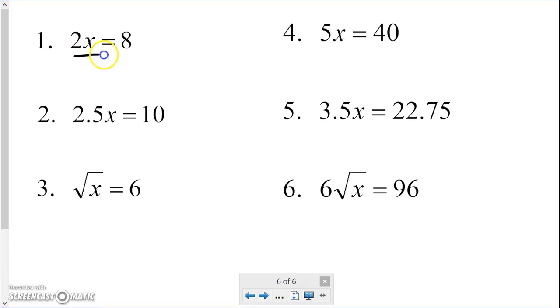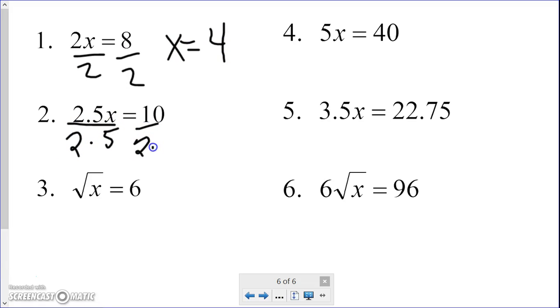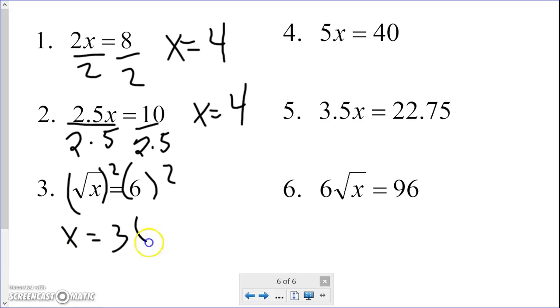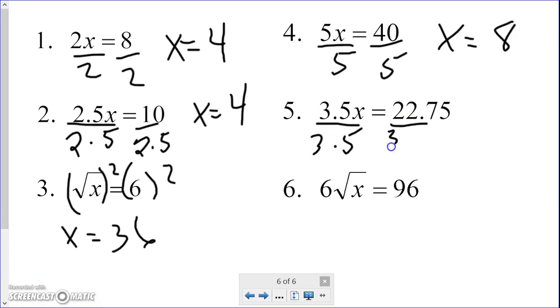So to solve each of these, hopefully the first thing you did was divide each side by 2 and get x equals 4. And then divide by 2.5 and x equals 4 again. Now we want to get rid of the square root, so we square both sides. So x equals 36. Then again in 4 we're dividing by 5. So x equals 8. We divide both sides by 3.5. So x equals 6.5. I know it's a little hard to read that.